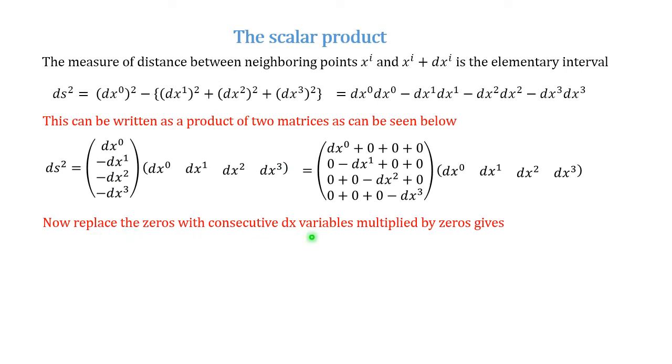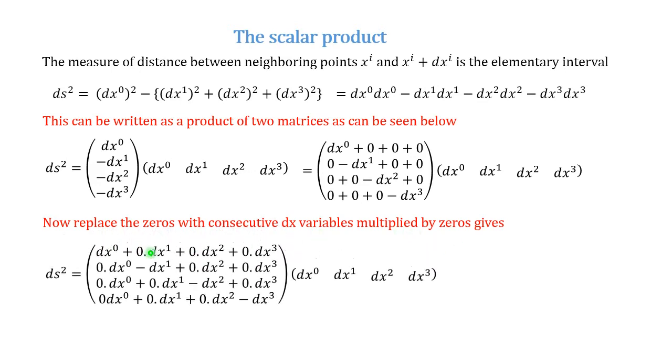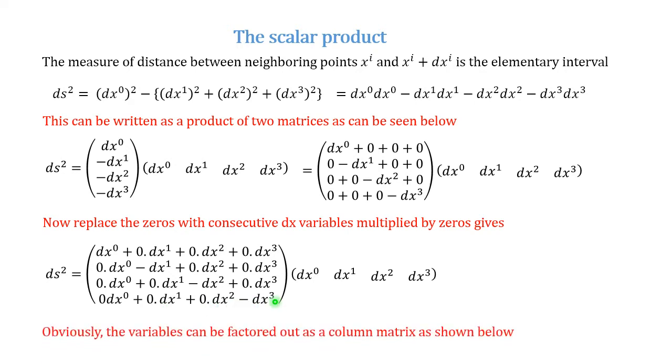Now replace the zeros with consecutive dx variables multiplied by zeros. That gives us dx0 plus 0 times dx1 plus 0 times dx2 plus 0 times dx3. For the second row we have 0 times dx0 minus dx1 plus 0 times dx2 plus 0 times dx3. For the third row we have 0 times dx0 plus 0 times dx1 minus dx2 plus 0 times dx3. For the fourth we have 0 times dx0 plus 0 times dx1 plus 0 times dx2 minus dx3. Obviously the variables can be factored out as a column matrix.